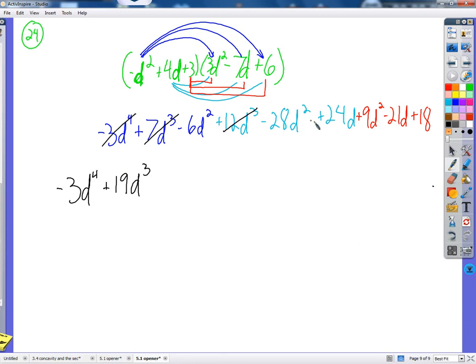Got a square, square, and another square. Let's see. What's that? Three square terms. So negative 6, negative 28, so negative 34d squared plus 9d squared is negative 25d squared. Those are used up. Got a d term and another d term, so 24d minus 21d. 3d. I like 3d. Plus 18, the only constant there is.